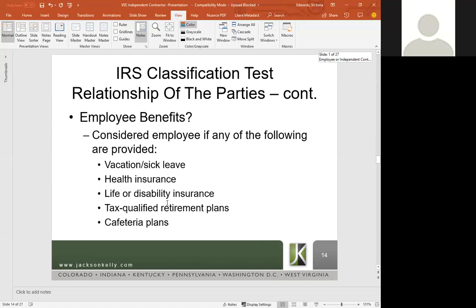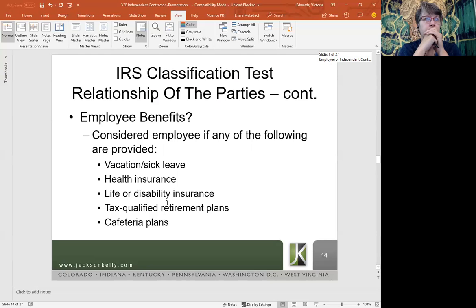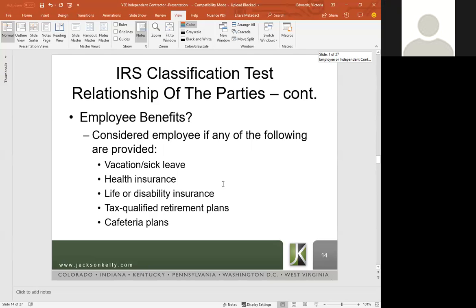Another big thing is whether this person is receiving employee benefits: vacation, sick leave, health insurance, life or disability, tax qualified retirement plans, cafeteria plans. If they're receiving any of these under their contract with your company, they're going to be considered an employee, or it's going to be pretty likely that they will.